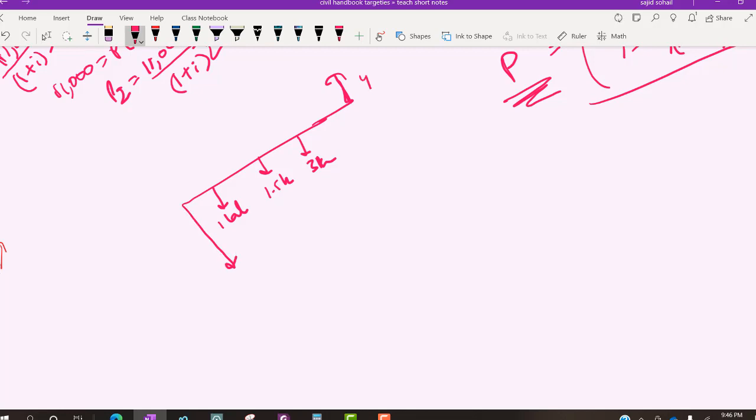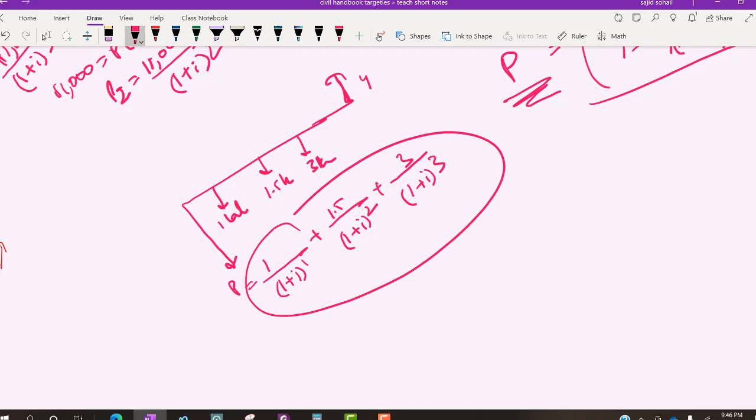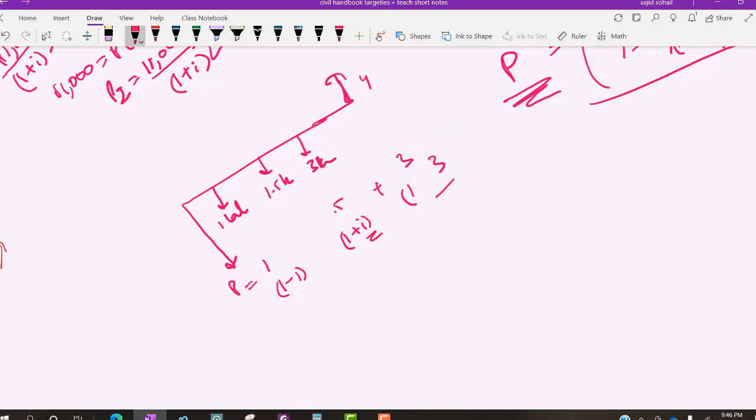So what you can do, you can find the present value. Present value क्या हो जाएगा? 1 lakh divided by 1 plus I whole to the power of 1, rate of interest दे दिएगा क्वेश्चन में, plus 1.5 divided by 1 plus I whole to the power of 2 plus 3 divided by 1 plus I whole to the power of 3. So solve कर लेना, rate of interest if it is given, just solve this, and then what you have to do, you have to find out what is your future value, and you will be getting your answer.